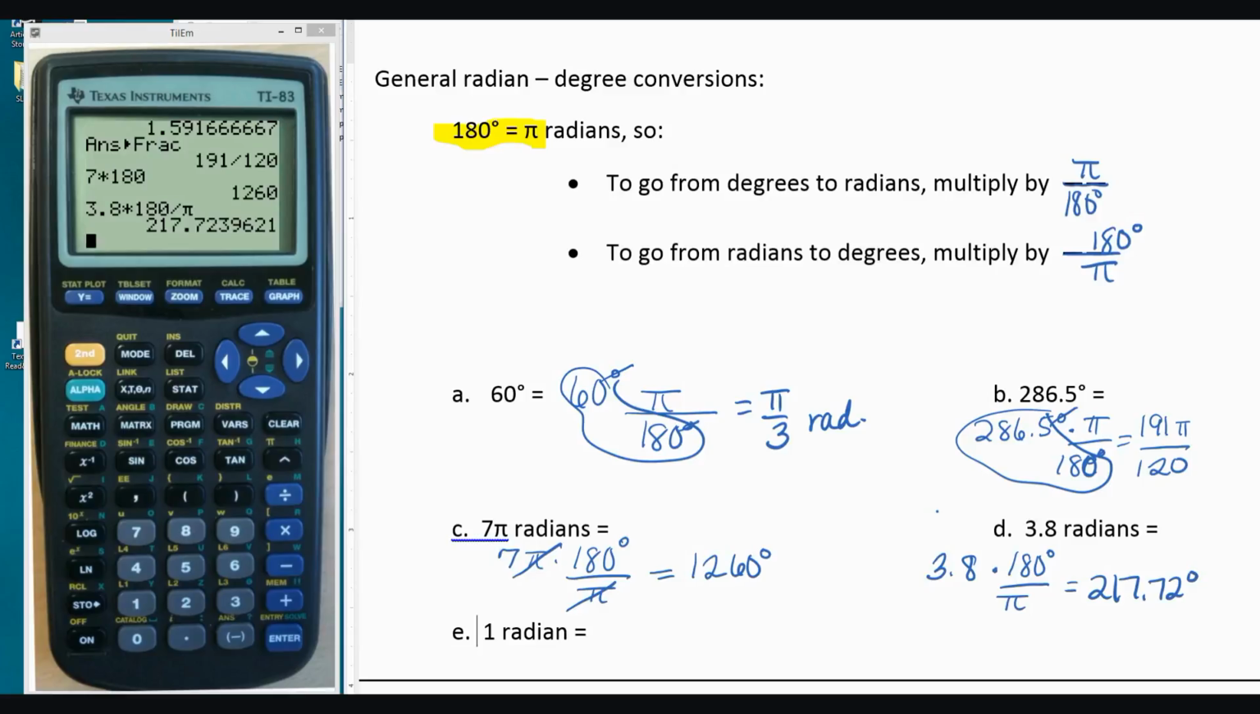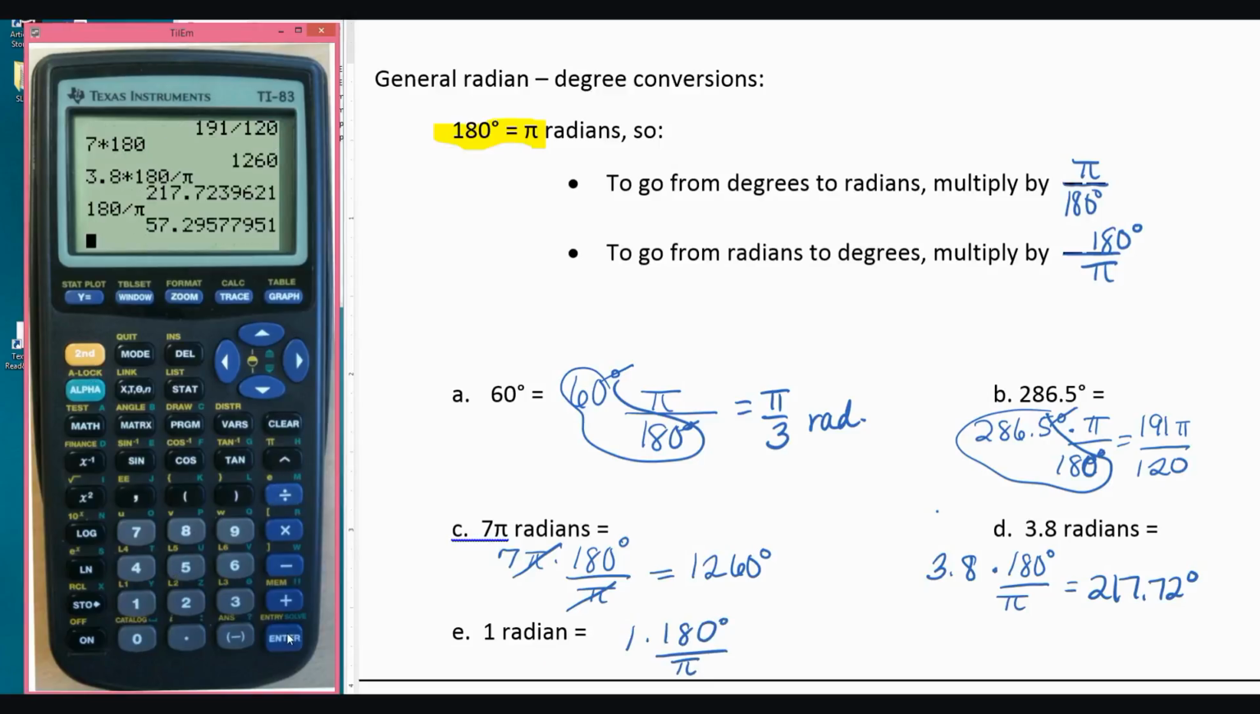If we have 1 radian, we would take 1 times 180 over pi. And we see that that is about 57.30 degrees if we round it.